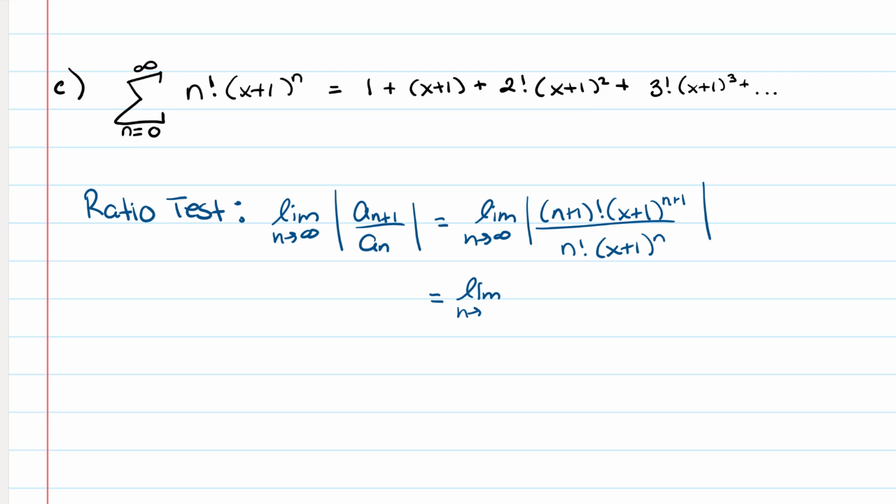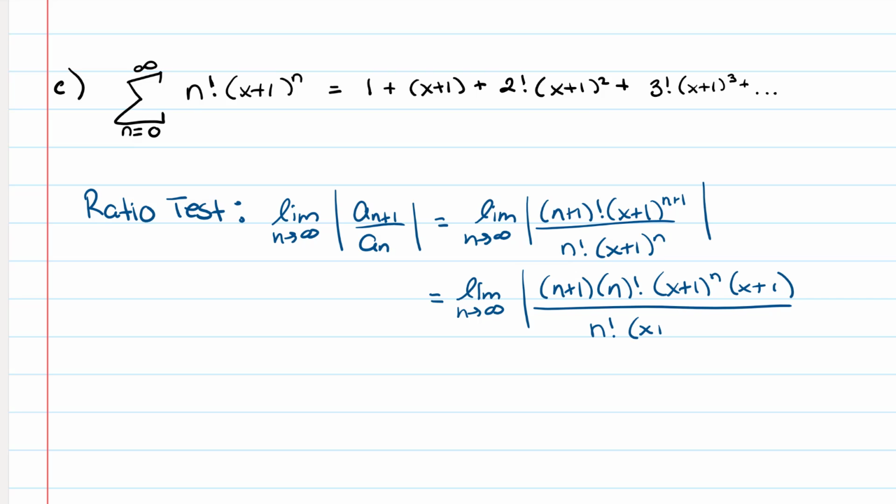So now I'm just going to go ahead and clean that up a little bit. This is the limit as n goes to infinity, n plus 1, n factorial, x plus 1 to the n, x plus 1, all divided by n factorial, x plus 1 to the n. Now I can start reducing things off, and I'm left with, this is the limit as n goes to infinity of the absolute value of n plus 1 times x plus 1. Now n is in the numerator because there's no fraction, which means this goes to infinity, which every single time is greater than 1. So that means that this series should diverge.